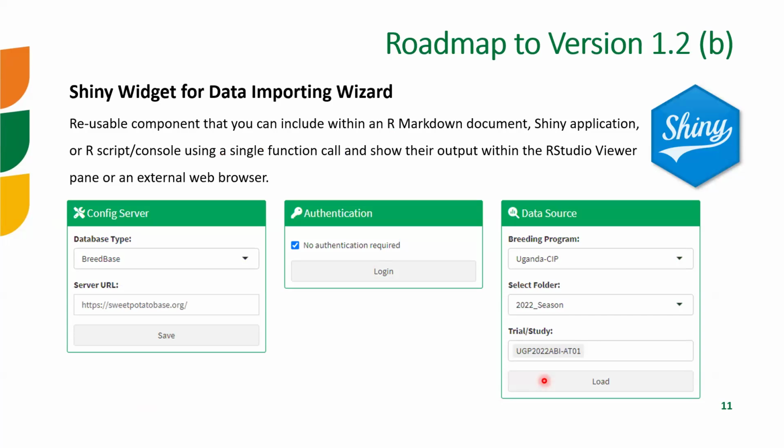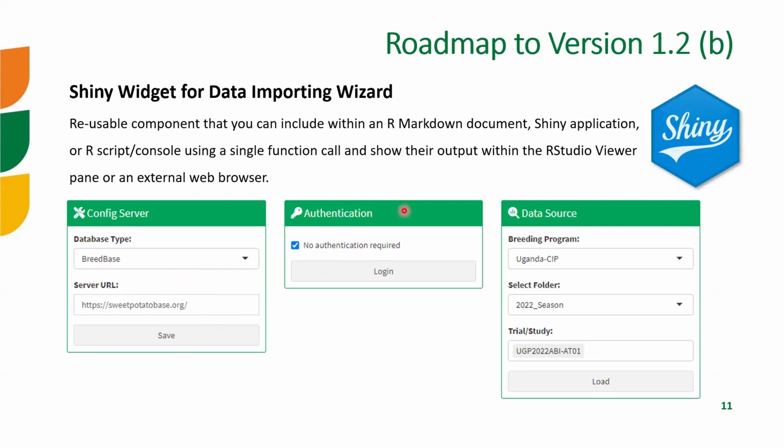It will pop up a window and show you something like this: what is the type of your database? Is it BreedBase, BMS, EBS, whatever? You select the type of the database, then the second question: okay, give us the URL. This is the URL. Click on save. That will change the WYSIWYG, or what you see, into the authentication step, which is the next step.